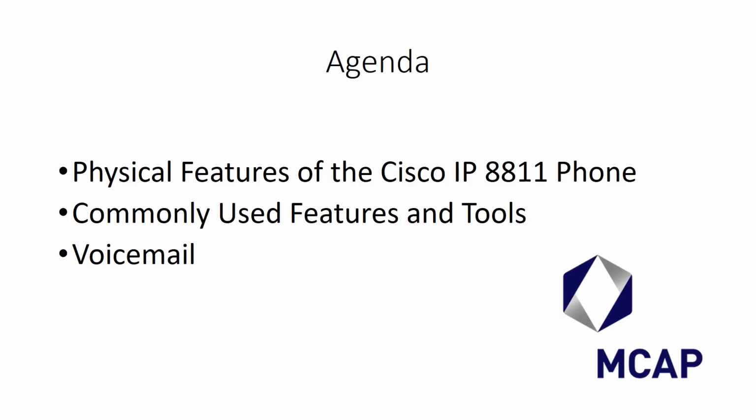The first segment of the module will provide an explanation of each of the physical features of the new phone. Next, we will move on to commonly used features and tools that employees may access via the Cisco phone. In particular, we will cover dialing phone numbers, answering calls, placing a call on hold, switching between calls, transferring calls, call forward, and call conferencing. We will then turn our attention to the voicemail system and associated features.